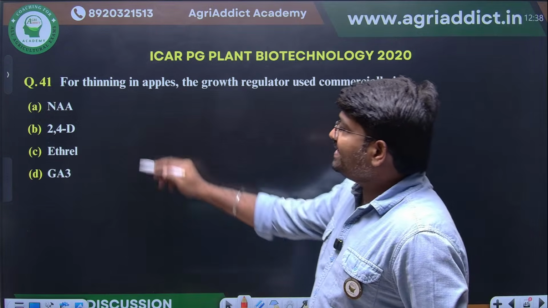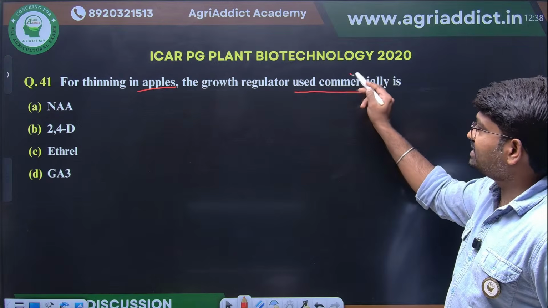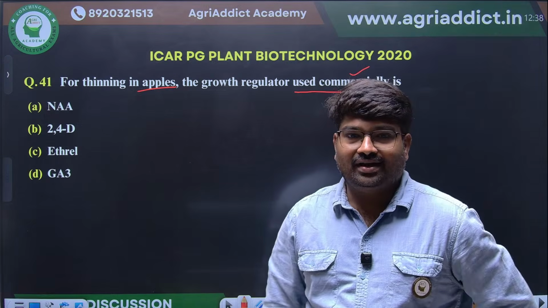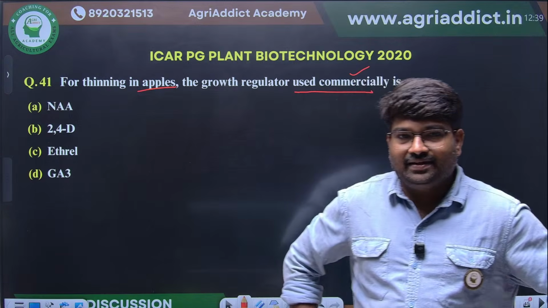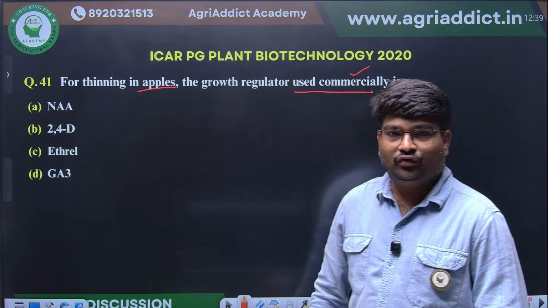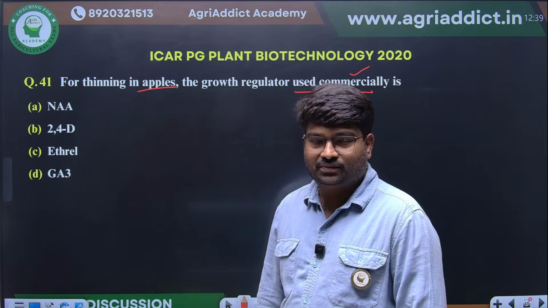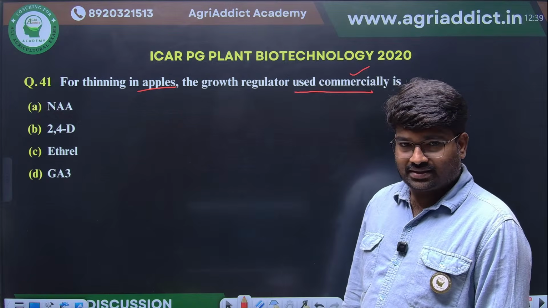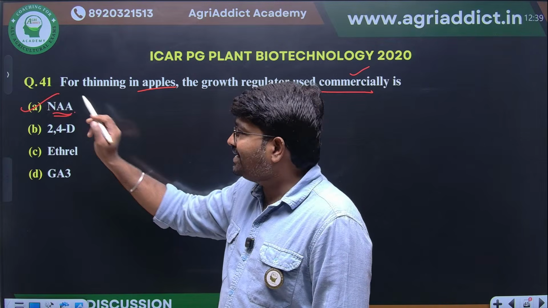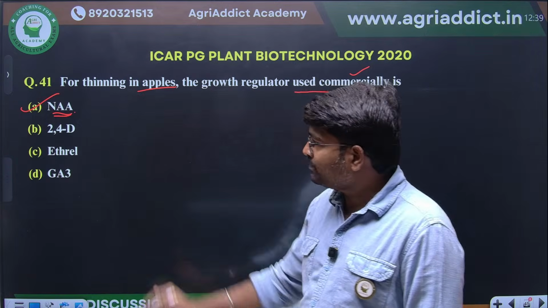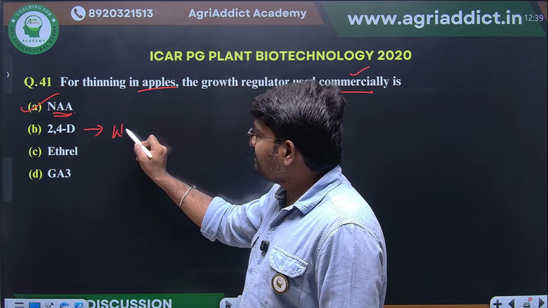For thinning in apple, repeated question. For thinning in apples, the growth regulator used commercially: which growth regulator will they use? Whether they will use NAA or 2,4-D, Ethrel or GA3. What will they use for thinning? Yes, very good. For thinning, NAA will be used. Naphthalene acetic acid will be used for thinning. 2,4-D at high concentration can be used as a weedicide.